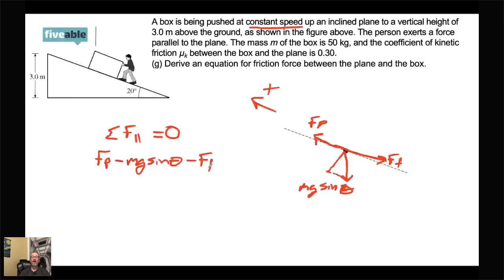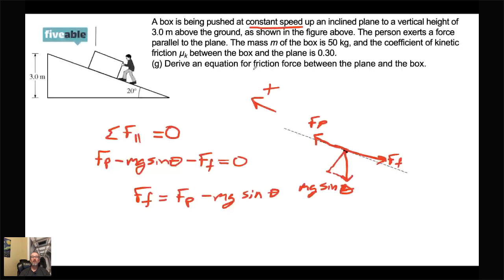Okay. The next thing that they want us to do here is find the friction force between the plane and the box. So if we use the equation that we have here, we're going to say the force of friction is equal to the force of the push. Okay, so force of friction is going to go on this side. It's the force of the push minus mg sine of the angle. The problem we have is we don't know the force of the push. But they did tell us something kind of interesting. They told us mu k.